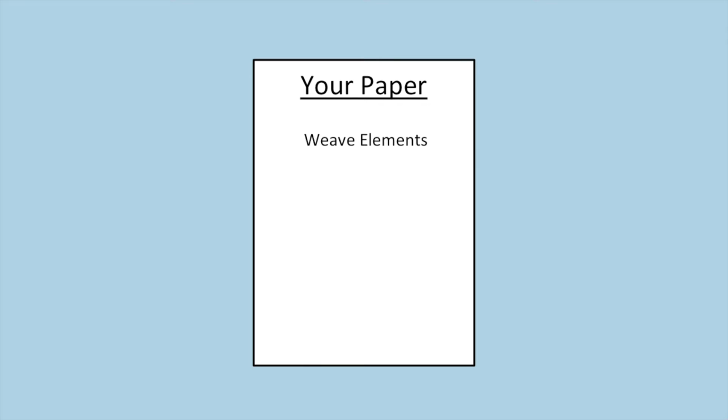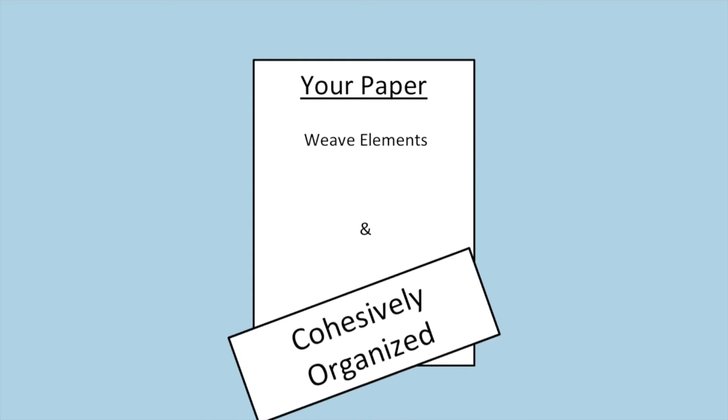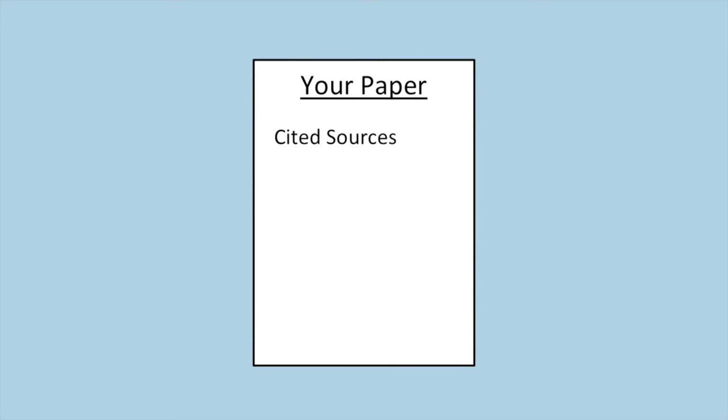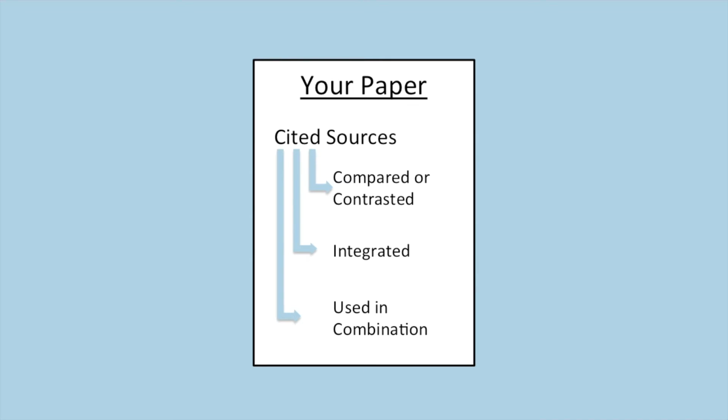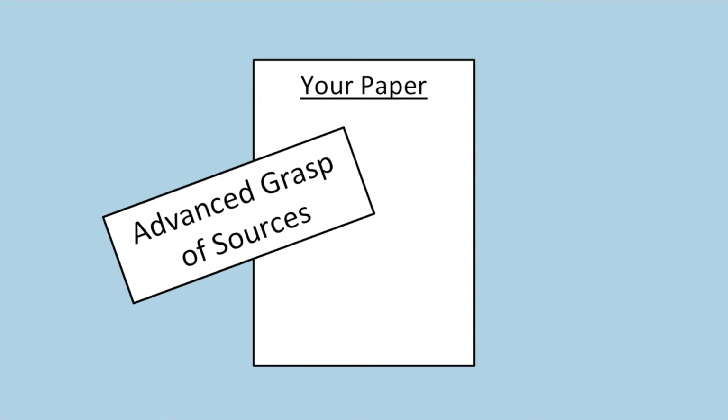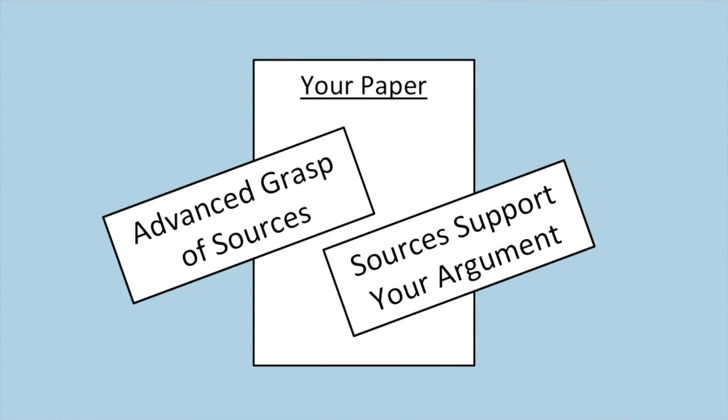Writers synthesize when they weave elements of a paper together and transition between them in such a way that the paper is cohesively organized and portrayed seamlessly. When synthesizing, cited sources are compared or contrasted, integrated, or otherwise used in combination to support a claim or make a point. In other words, synthesis involves combining ideas in ways that reflect an advanced grasp of cited information and allow the reader to understand how all of the cited information comes together to support the writer's argument.